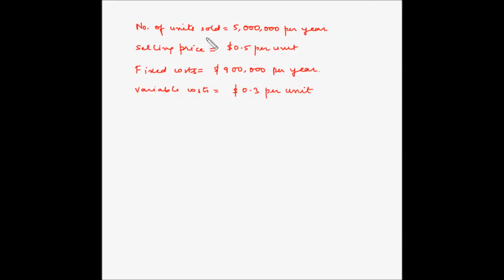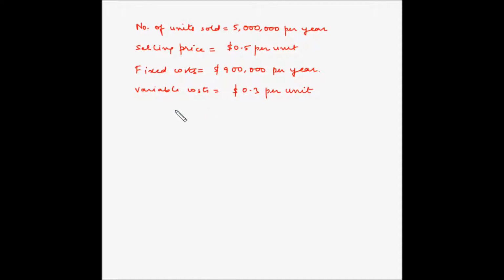So this is the information that has been given to us. Number of units sold is 5 million per year. Selling price is $0.5 per unit. Fixed cost is $900,000 per year. And the variable cost is $0.3 per unit. Now we have to find out the impact on the operating income when there are changes in some of these numbers. So let's first find out what is the operating income with these numbers, and then we can assess the impact on the operating income when these numbers change.